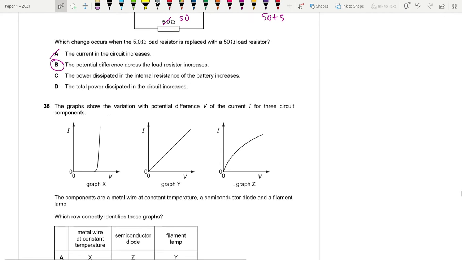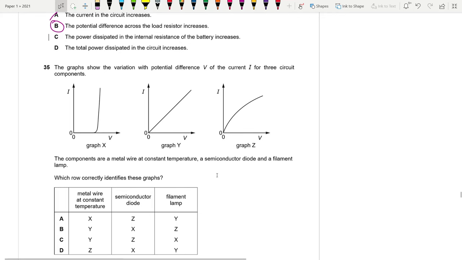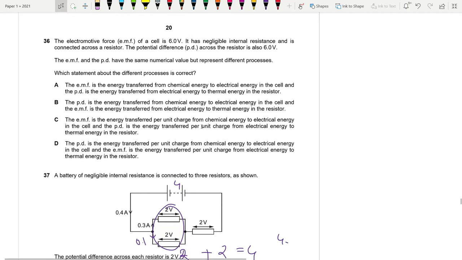35. The graphs show the variation with potential difference of the current I for three circuit components. The first one is for a semiconductor diode. The second one with constant gradient is a metal wire at constant temperature. So Y is a metal wire at constant temperature, and X is a semiconductor diode. So B should be the answer. 35 is B. And that's the characteristic for a filament lamp, graph Z, I mean. Okay, we're almost at the end. Doing 36 now.